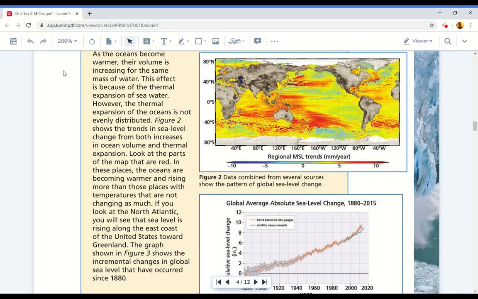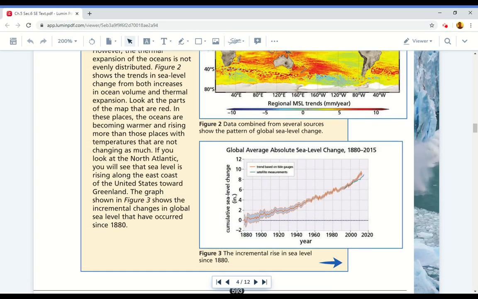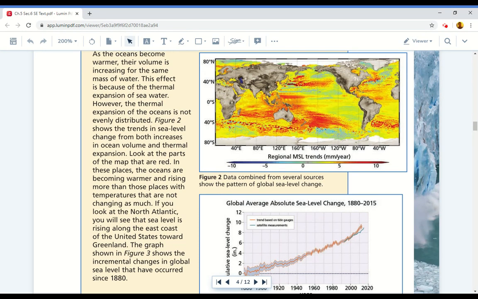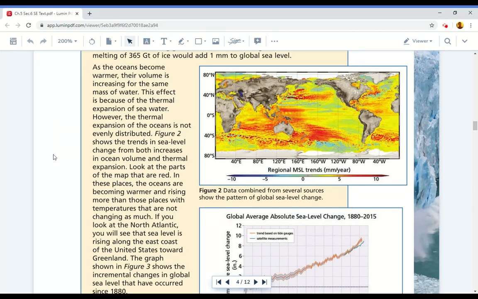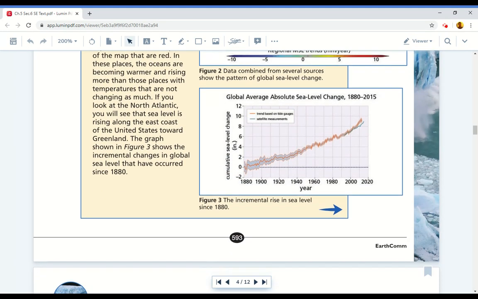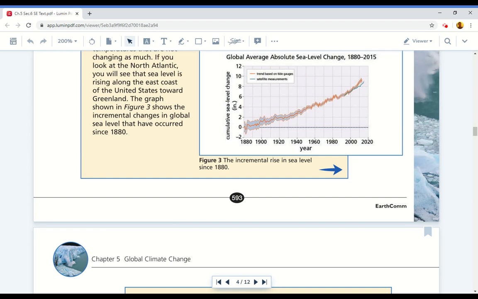As the oceans become warmer, their volume is increasing for the same mass of water. This effect is because of the thermal expansion of seawater. However, the thermal expansion of oceans is not evenly distributed. Figure 2 shows the trends in sea level change from both increases in ocean volume and thermal expansion. Look at the parts of the map that are red. In these places, the oceans are becoming warmer and rising more than those places with temperatures that are not changing as much. If you look at the North Atlantic, you will see that the sea level is rising along the east coast of the United States toward Greenland. The graph shown in Figure 3 shows the incremental changes in global sea level that have occurred since 1980.